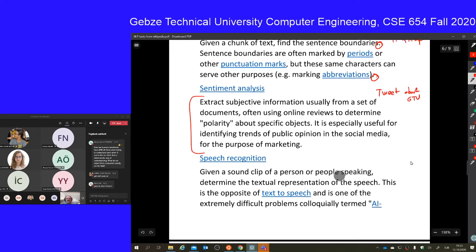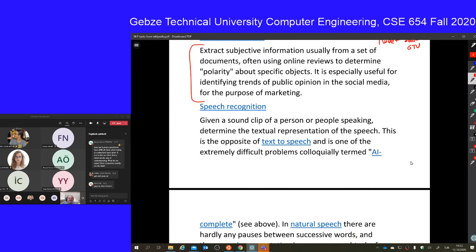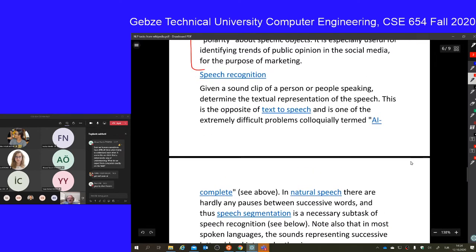And then we have speech recognition. We have a sound file, sound input, and we would like to convert it to text format. Okay. Again, speech recognition is a very tough problem. Remember, I made a demo of how many different pronunciations or phonetic forms were available. Again, speech recognition is difficult. We will not cover speech recognition in this course.